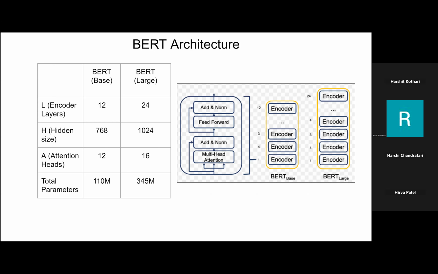Adding up all the parameters, like the query, key, value weight matrices, the weight matrices we multiply with the concatenated vector, and the other parameters in the feed forward network, we get the total parameters for both the models. As you can see, the large model has a very high number of parameters compared to the base model. Now let us talk about the input and output to this model.